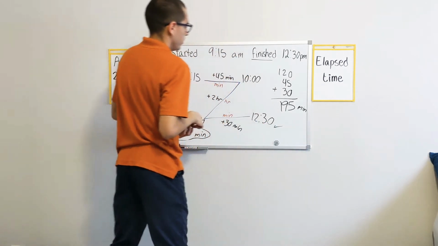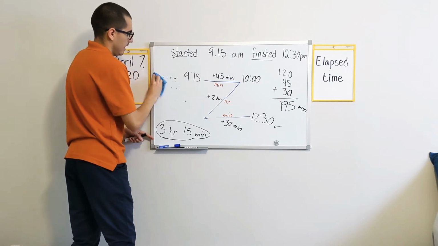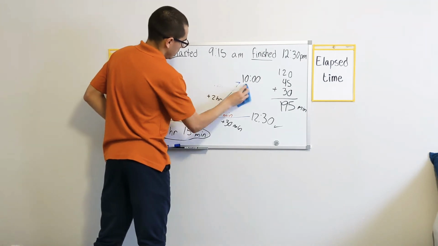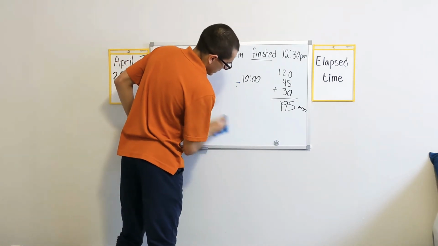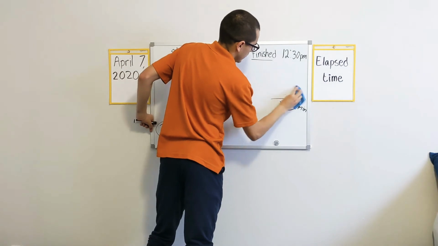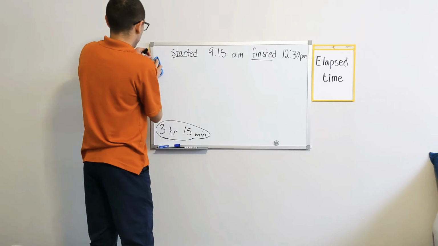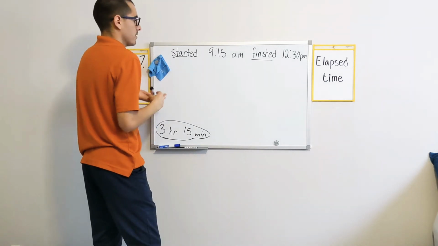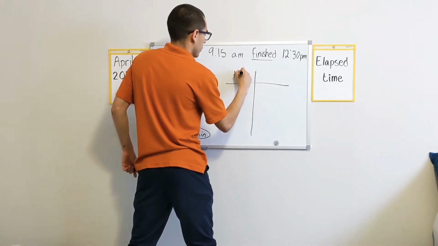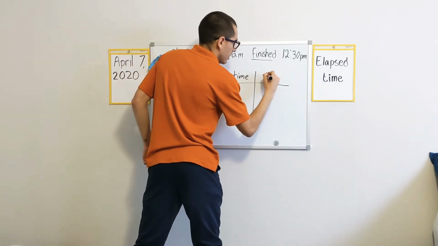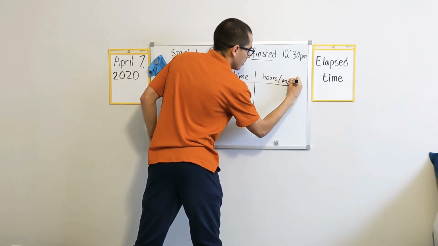Okay, so the second way to do it is called the T-chart method. And just like the name says, you use a T-chart. Now again, I'm going to use the exact same problem, but I'm just going to solve it a different way. Okay? So, again, Johnny starts his homework at 9:15. So on the left side of the T-chart we put time. On the other side we put hours and minutes.